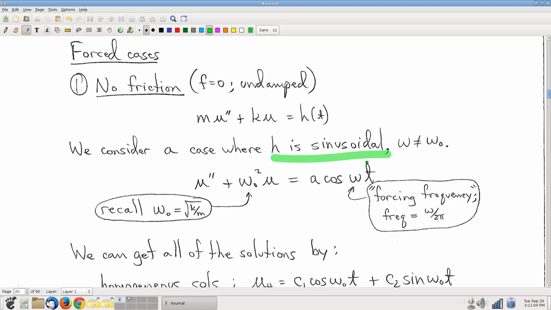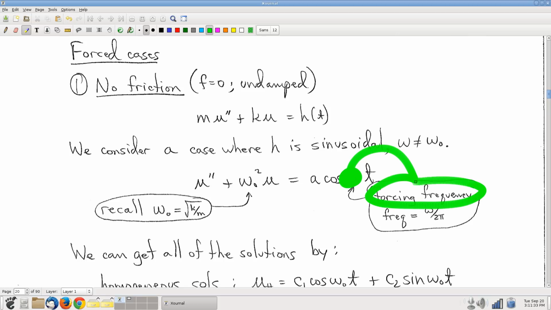And specifically, we're going to make a choice of h so that when I divide by m here, notice this m turns into 1. So when I divide by m, I want the result here to be a cosine omega t. Now, this is going to be some value, some constant. Notice here we have a sine wave with a frequency, and this frequency we're going to refer to as the forcing frequency. It's the frequency of this external force that's being applied.